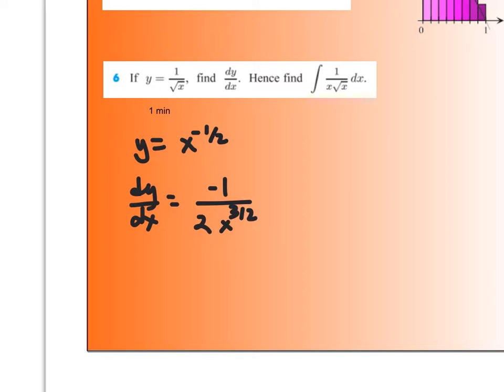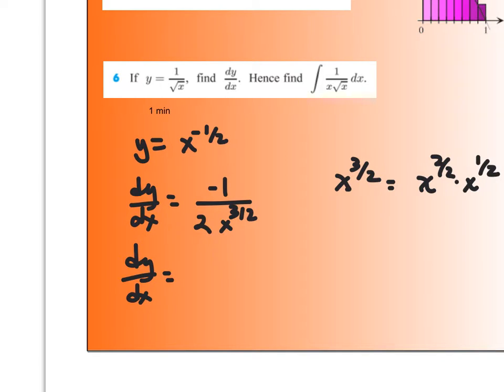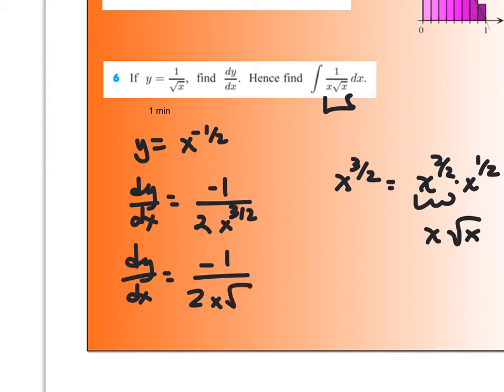So let's find the derivative, or the integral, of 1 over x times the square root of x. Before we do that, let's rewrite this in a way that may make a little more sense. I'm going to write x to the 3/2 as x to the 2/2 times x to the 1/2. And x to the 2/2 is just x. X to the 1/2 is the square root of x. So x to the 3/2 is another way to write x times square root of x. So this would be negative 1 over 2x square root x.